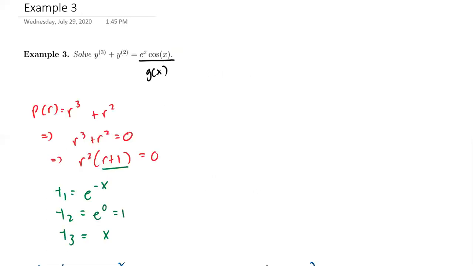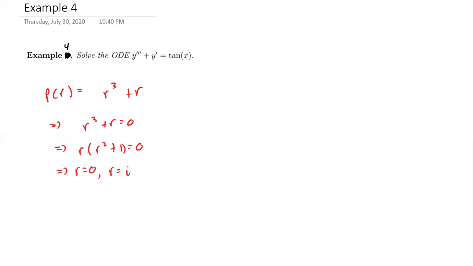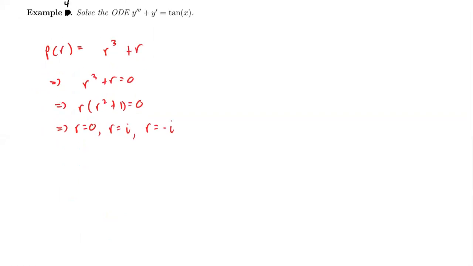Now, I believe the complementary solution is not the same as in the previous example, so let's go ahead and find it. The characteristic polynomial is going to be r cubed plus r, set equal to 0. Factor out an r. So you get the roots r equals 0, r equals i, and r equals minus i. What are your three linearly independent solutions? Well, in this case, all of the roots have multiplicity 1. They're all distinct, so the solutions are just the exponentials with the root times x. So e to the 0 times x, which is 1.